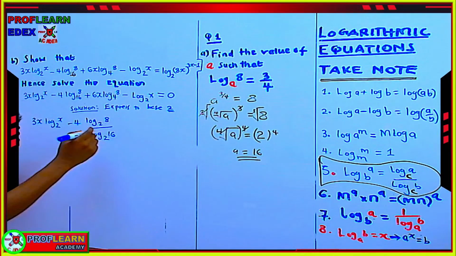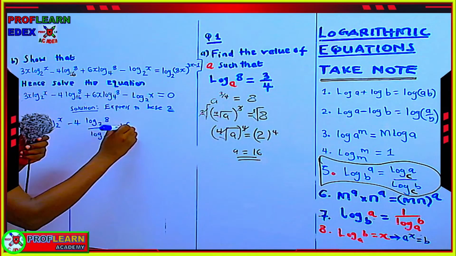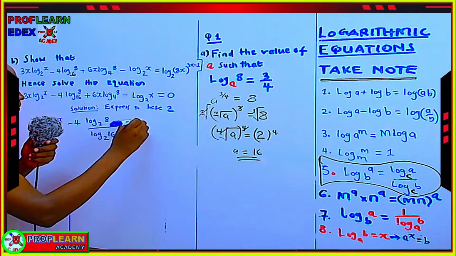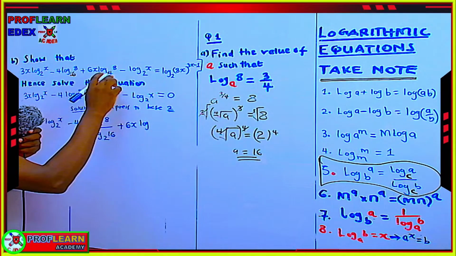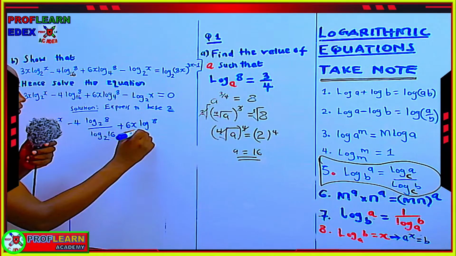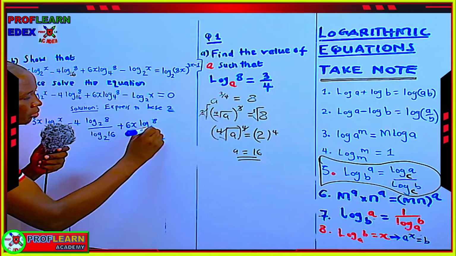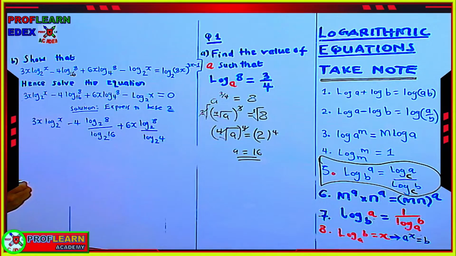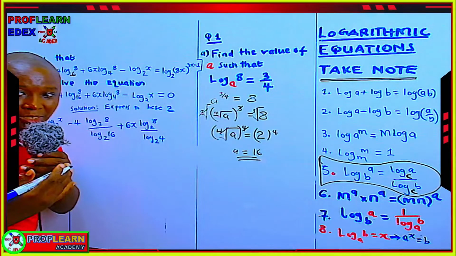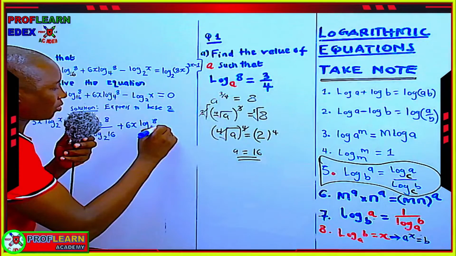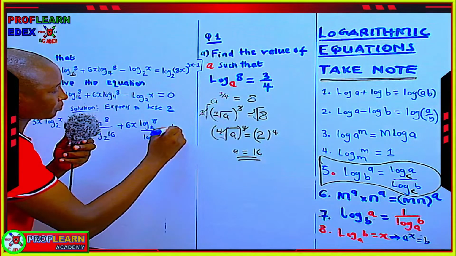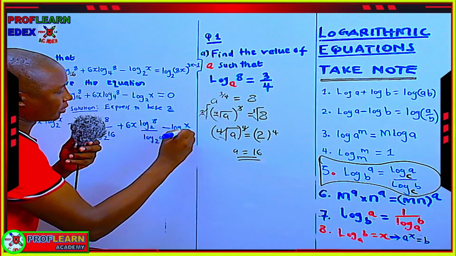For this one, we are going to say plus 6x log. The base is different, so we are going to say log 8 over log 4. Then we introduce the base that we want. But this one is in the correct base, so we are going to write it the way it is, log x to the base of 2.